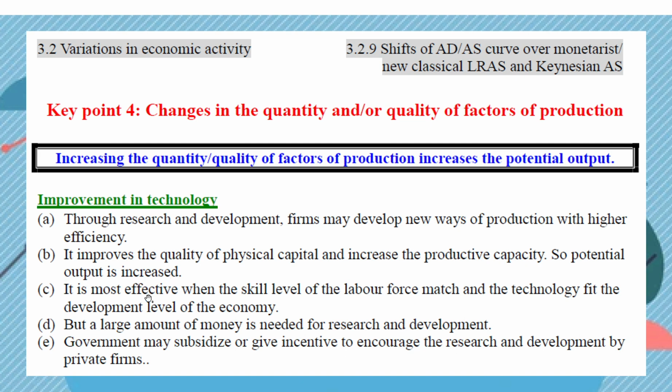It is more effective when the skilled labor level meets the technology level. Sometimes if it doesn't match, we need immigration, to get some skilled labor with specific skills from other countries. But a large amount of money is needed for research and development. So the government may subsidize it, or give incentives to encourage it.